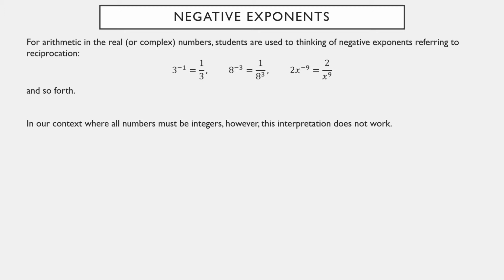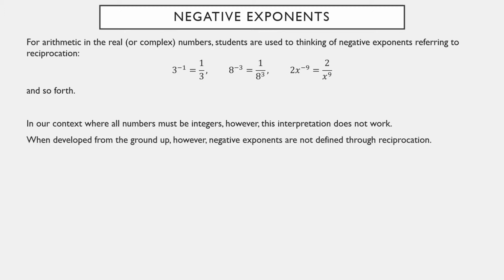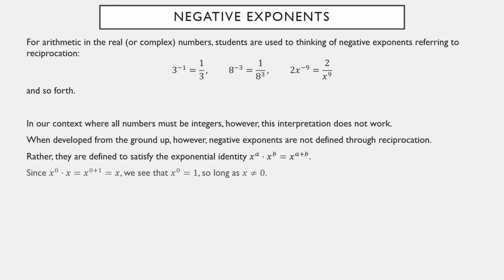So if we want to start working with negative exponents, we need to make sure things are still integers, and this interpretation is not going to work out very well. But if you think about negative exponents as developed from the ground up, it's not really defined through reciprocation. They're defined to satisfy the exponential identity x to the a times x to the b should be equal to x to the a plus b.